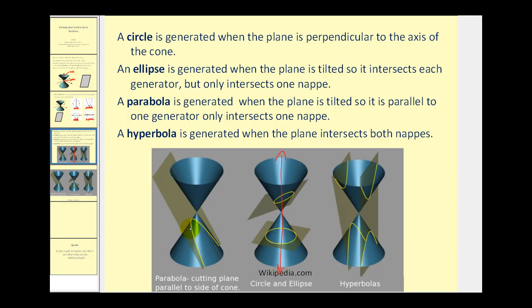On the left, we see the parabola, and this is generated when the plane is tilted, so it is parallel to one generator and only intersects one of the napes. We could also say that it's parallel to one side of the cone. And then lastly, on the right, a hyperbola is generated when the plane intersects both napes. Let's take a look at this another way.